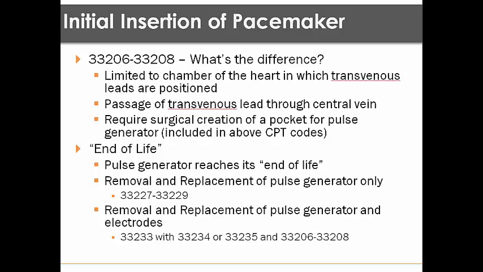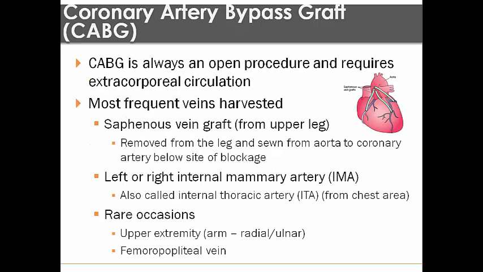Now, for removal and replacement of a pulse generator and electrodes, the code 33233 for removal of the pulse generator and codes 33234 or 33235 would be coded as well as that initial insertion, or that insertion again of the pacemaker, 33206 to 33208. A lot of 3-3s in there.